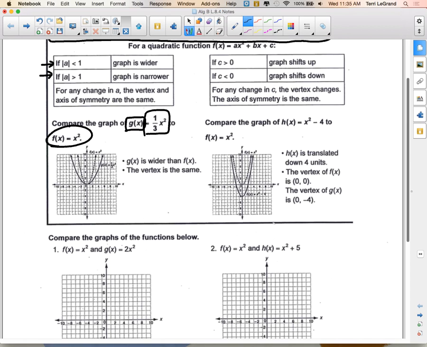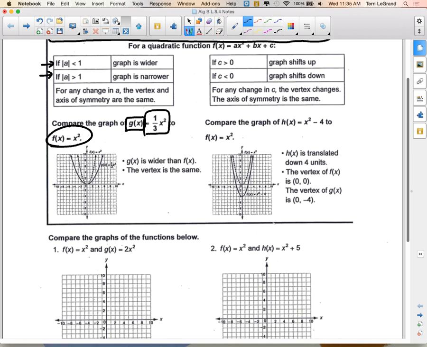F of x is the first one. It's always the starting one, and any letter after that means this is the transformation of it. So f of x became g of x. So what changed? Did the a value change? Yes, the a value changed. From 1 to 1/3.